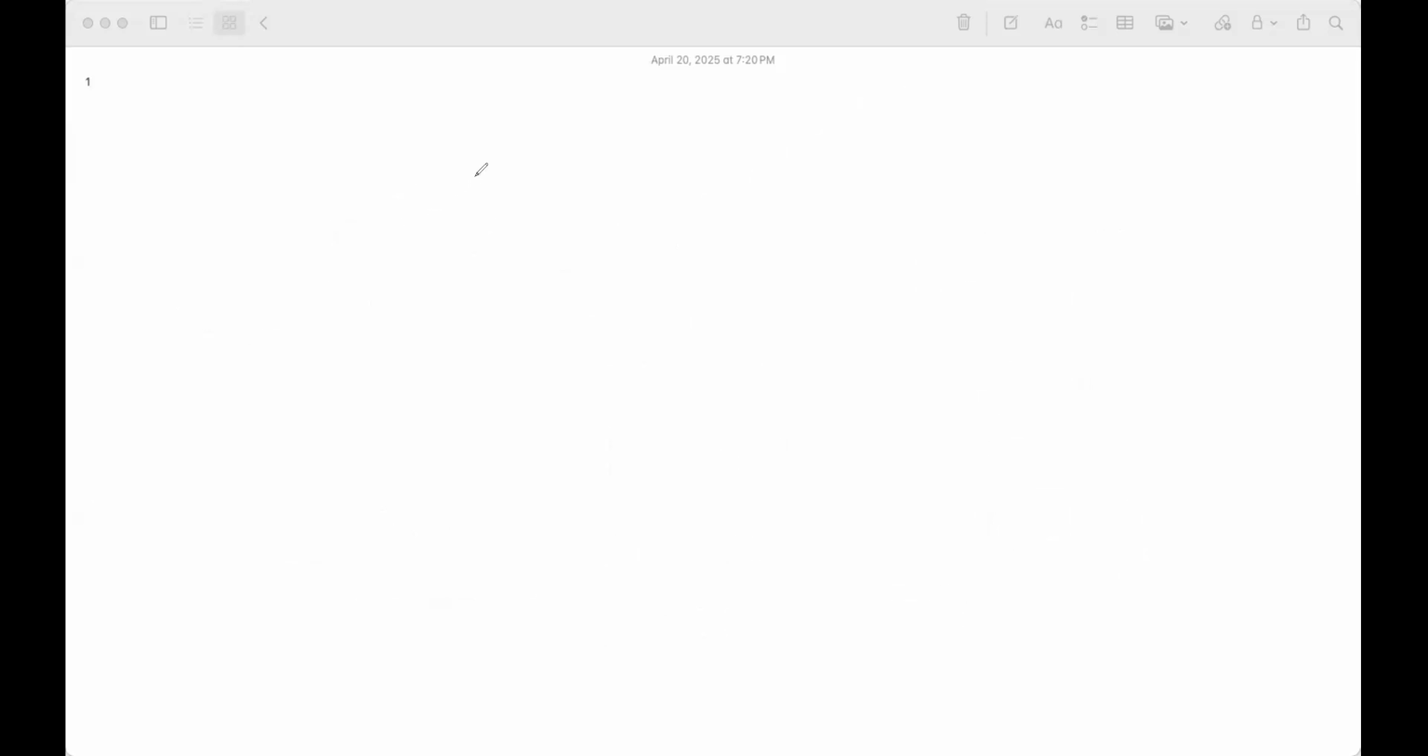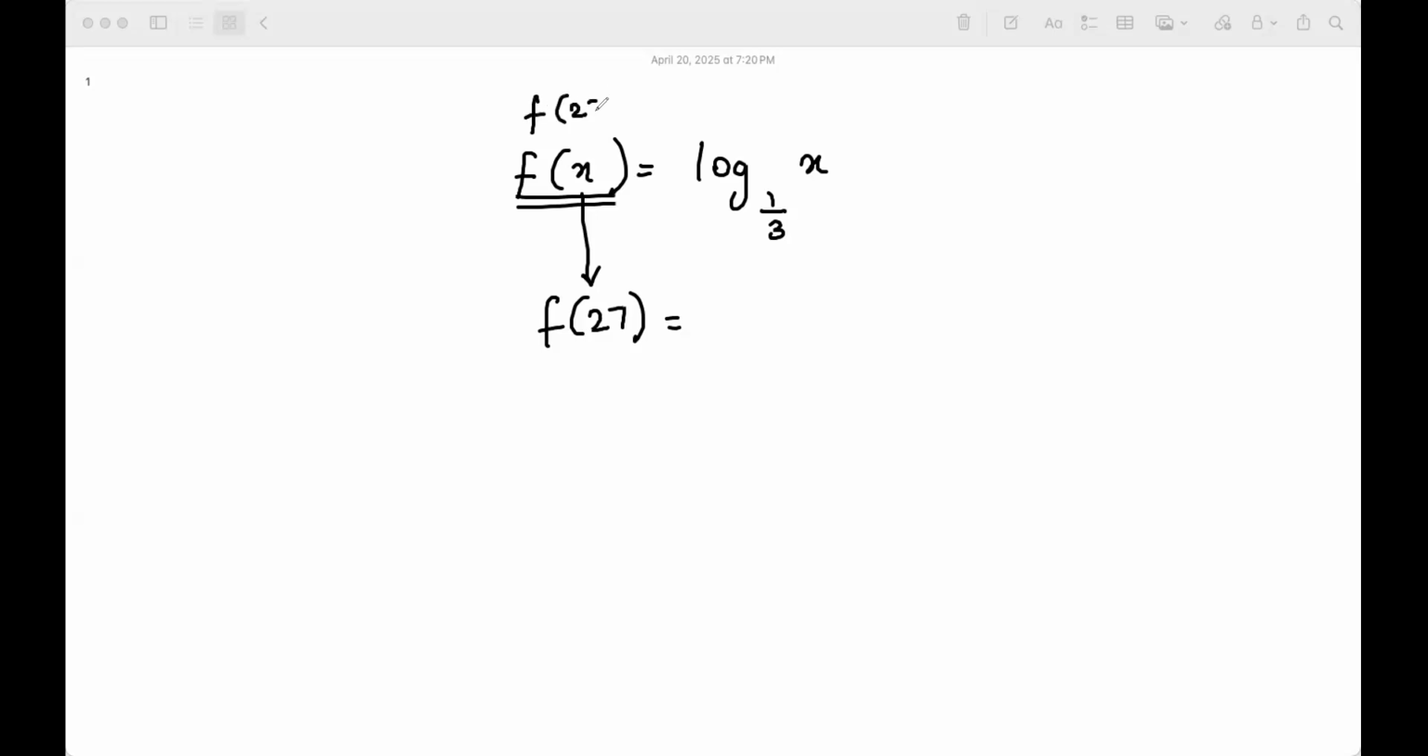How about I give you this? f of x equal to log x base 1 by 3. Now can you find out what is f of 27? They're asking you to substitute x equal to 27. If you substitute, f of 27 becomes your y value. f of 27 is what you need to find. Just substitute x equal to 27.